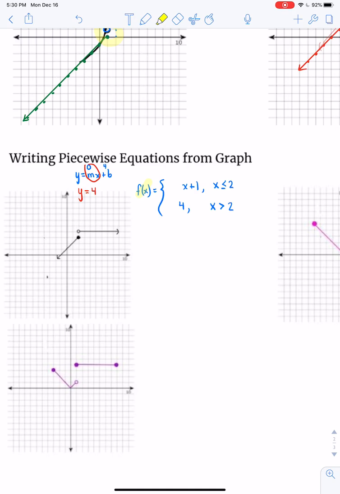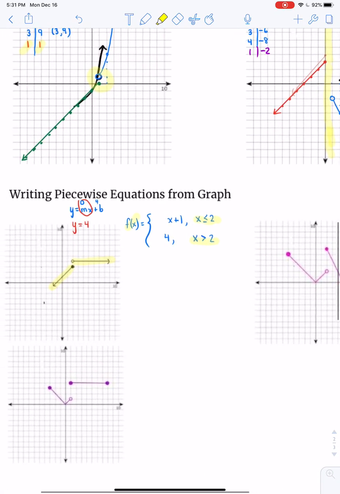The rules are, the first rule, if x is less than or equal to 2, then our graph looks like this. We have the graph of x plus 1. And whenever our x is greater than 2, but not including 2, that's why we have that open circle, then the graph behaves like this, which is f of x equals 4. So it's that flat line with no slope.